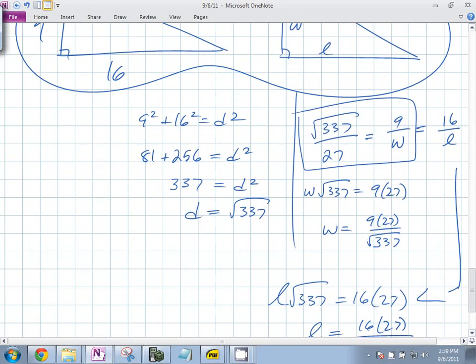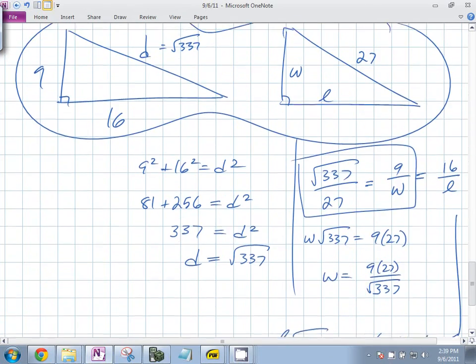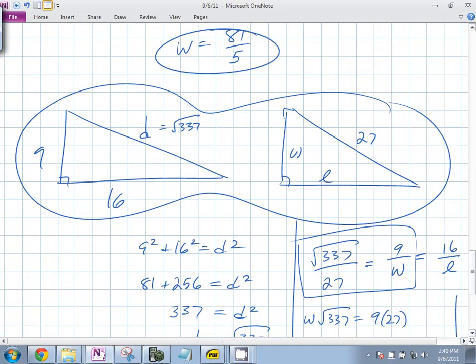So how do you answer this question then? Are the television screens similar? How do you figure that out? You can just see from the beginning question that they're not similar. If you divide 3 by 4 and 9 by 16, they're not similar. The ratio to each other has to be equal to be similar. But our proportionality statements have been revolving around what? Corresponding sides of different triangles, right?